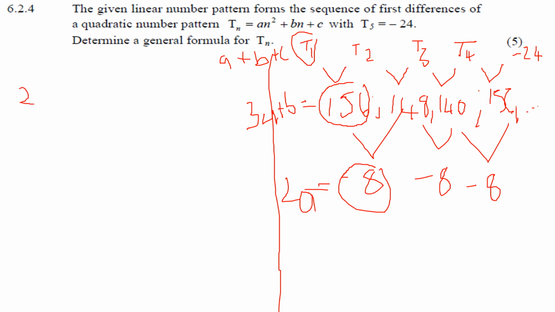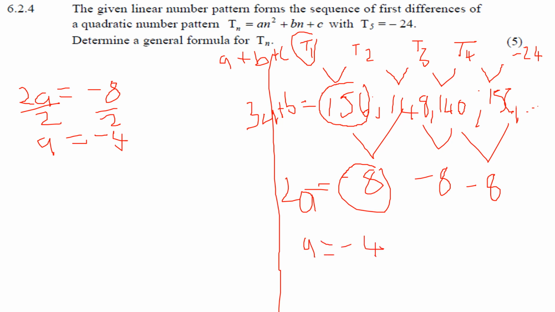You just say 2a is equal to what? -8. So you divide both sides by 2. And then the value of a will be equal to how much? -4. So we have the value of a being -4.